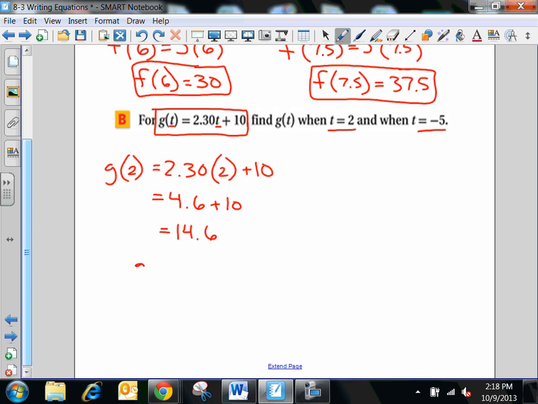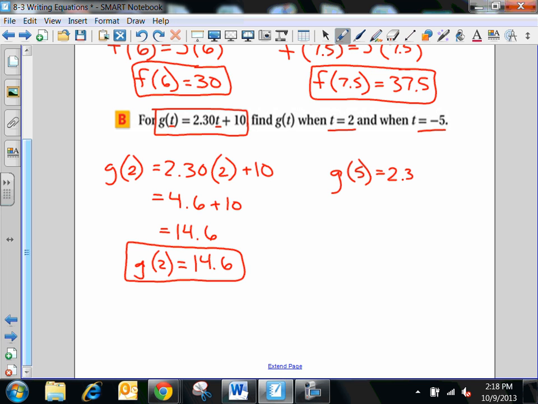So our answer here would be g of when t is 2, g of 2, or the g function, is 14.6. Okay? The second equation, it says when t is 5, so we put g of 5 equals 2.30 times 5 plus 10. Okay? And 2.3 times 5 is 11.5, and then I add 10 to it, so I get 21.5. So my answer here is g of 5, and t is 5, and the g function will be 21.5.